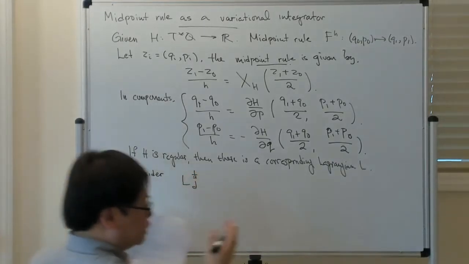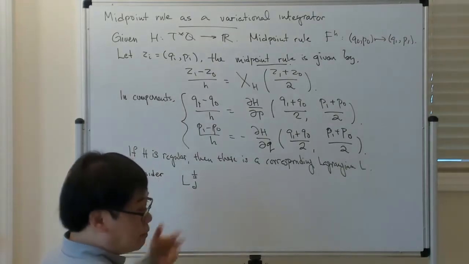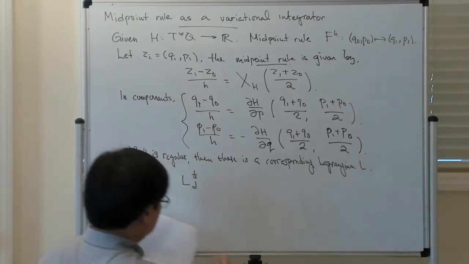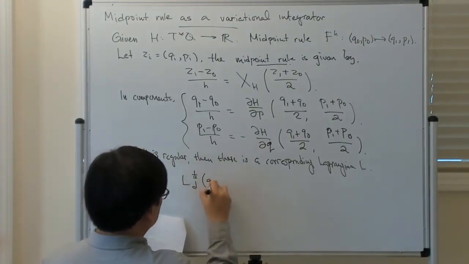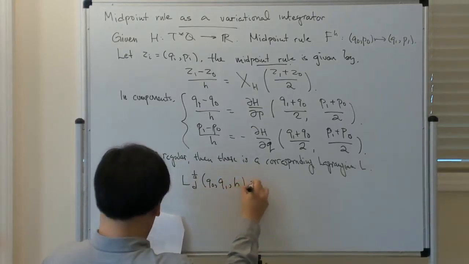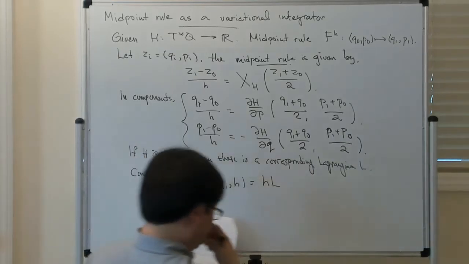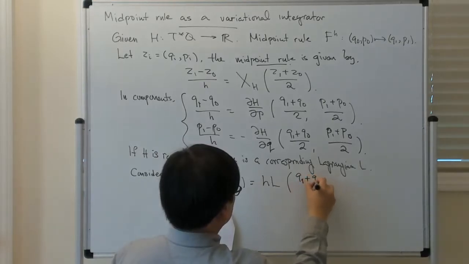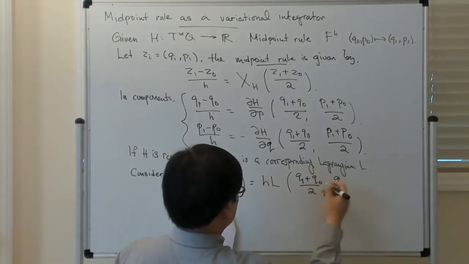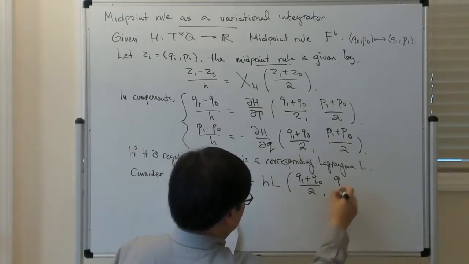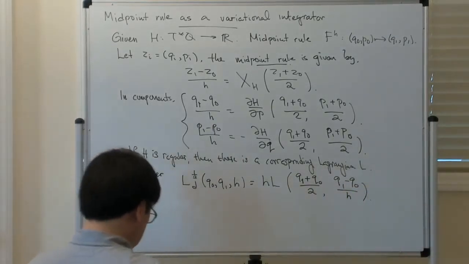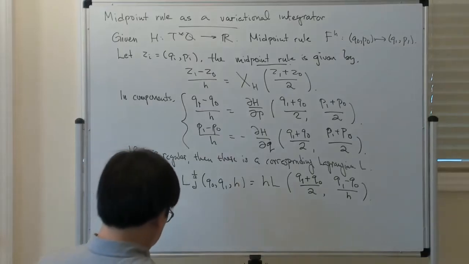And it's called L_D^{1/2} because if you recall, we discussed this family of discrete Lagrangians, L_D^alpha, and this is the case where alpha is equal to 1/2. Okay, so L_D^{1/2}(Q0, Q1, h) is just defined as h times the Lagrangian evaluated at the midpoint, (Q1 plus Q0) over 2, and then the finite difference approximation of the velocity, (Q1 minus Q0) over h. Okay. All right, so let's see what that gives you.